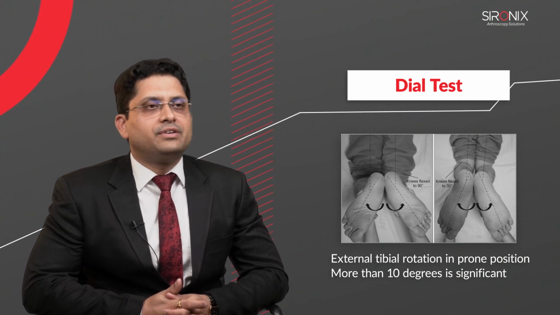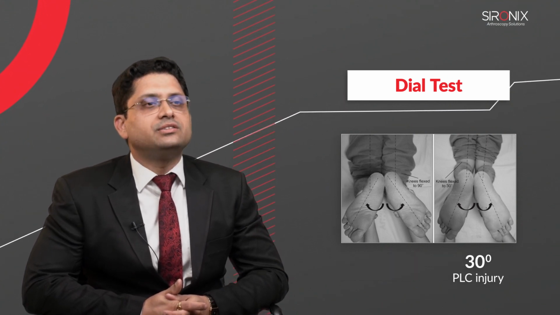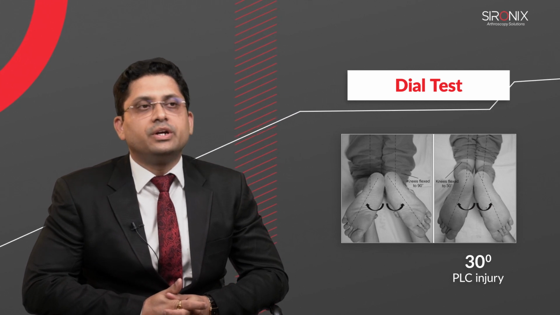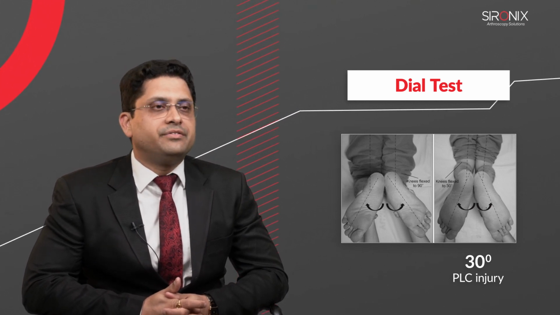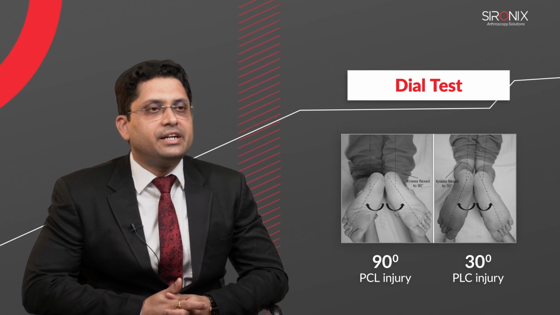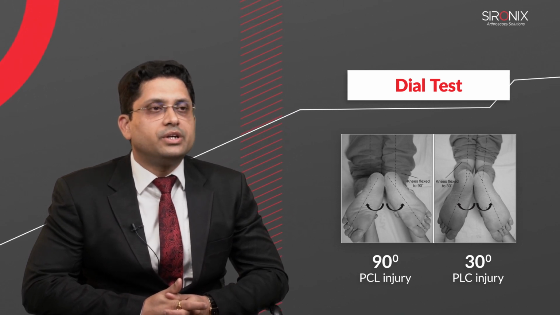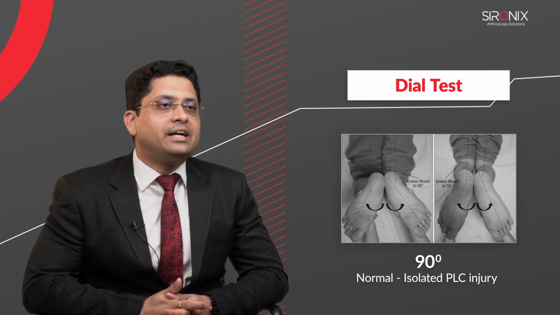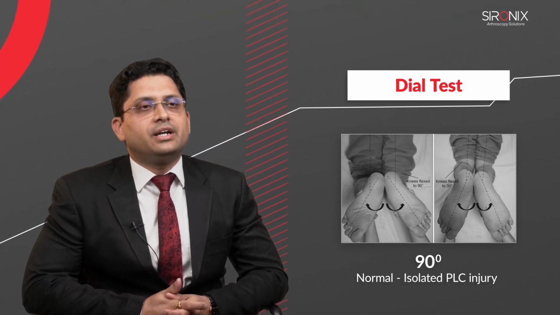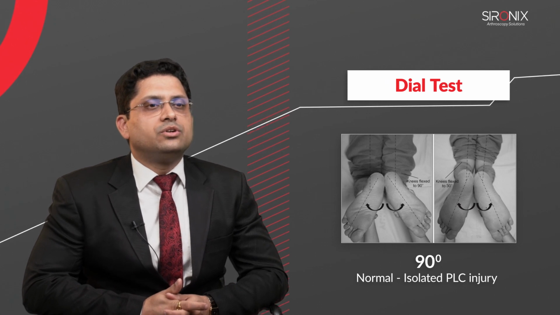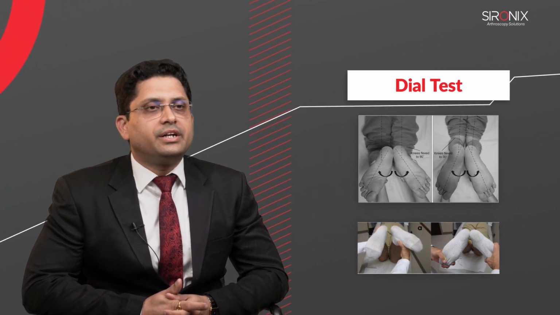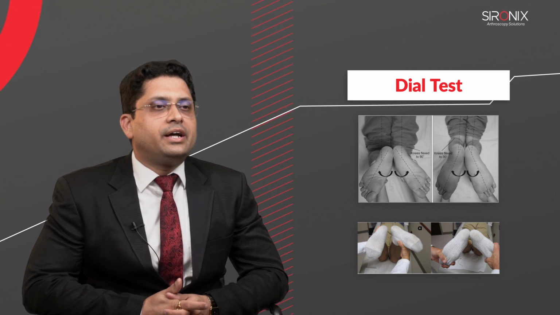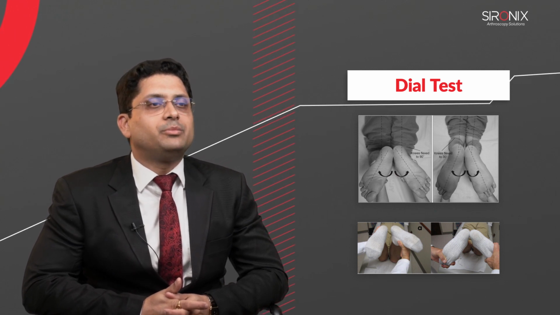Now if you have a dial test which is positive at 30 degrees, it means the patient has a PLC injury. And along with that, if he has a positive dial test at 90 degrees, then he has a PCL injury. If at 90 degrees the dial test becomes normal, then he has an isolated PLC injury. The first two figures demonstrated a normal dial test, and the last figure was an abnormal dial test.